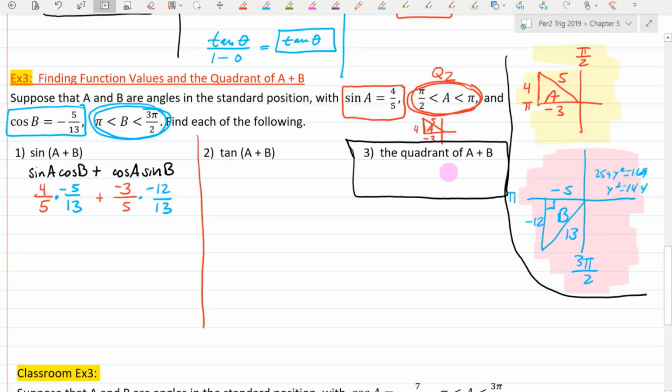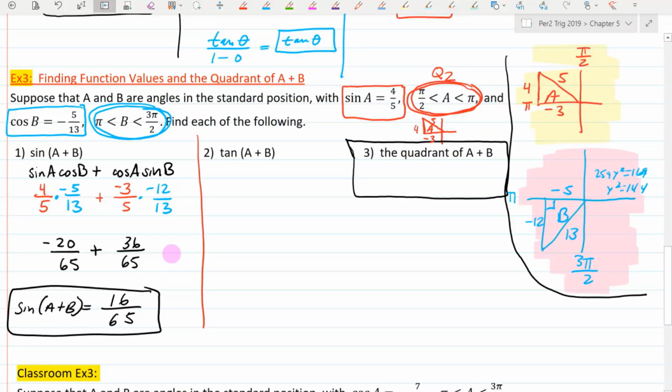So let's go ahead and finish the first one. So we have negative 20 over 65 plus positive 36 over 65. And again, don't reduce this. We want to leave the 65 on the bottom. So our answer is 16 over 65, and this is sine of A plus B. And I want to write that down there because it's going to be important when we go to do the last question over there. Okay, question 3.